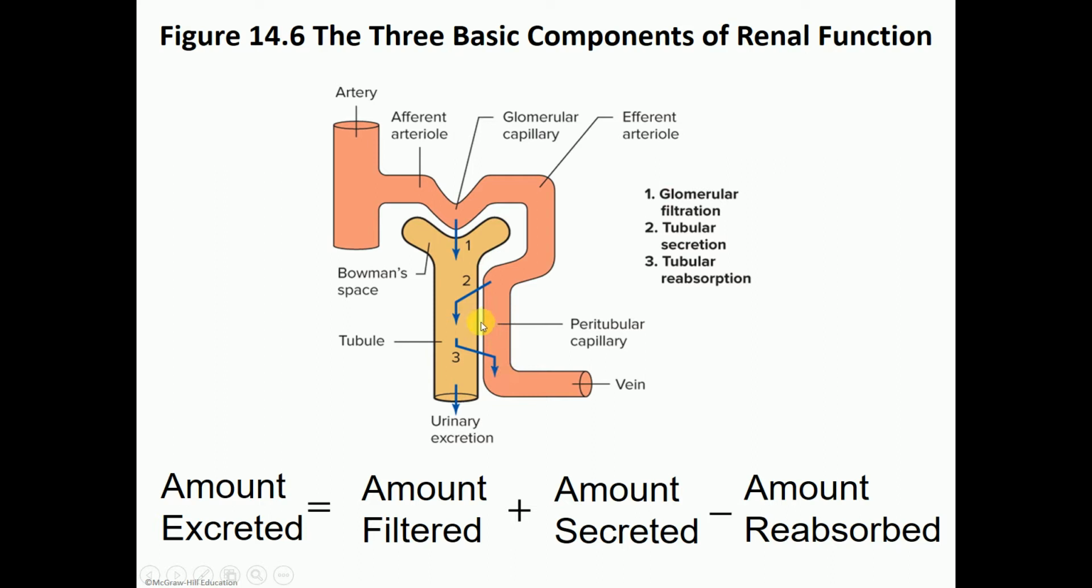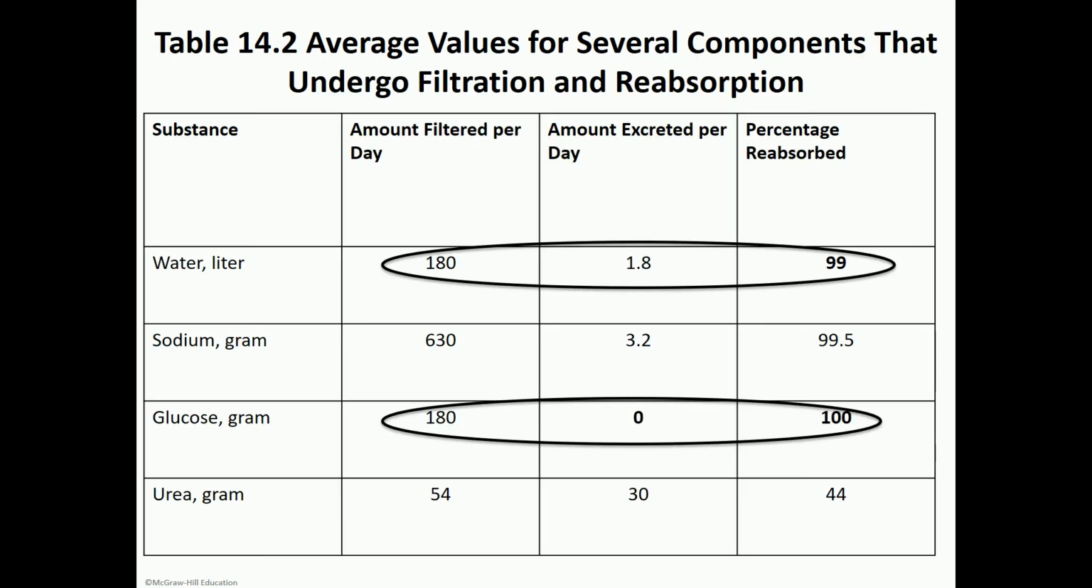So tubular reabsorption happens from the tubules into the peritubular capillaries. Now the amount that was filtered plus the amount that was secreted minus the amount that was reabsorbed, all of that makes up the amount of urine that eventually will be excreted. So you can see here a breakdown of how different things work. You don't need to know these numbers, but it shows you why we need tubular reabsorption, for example.